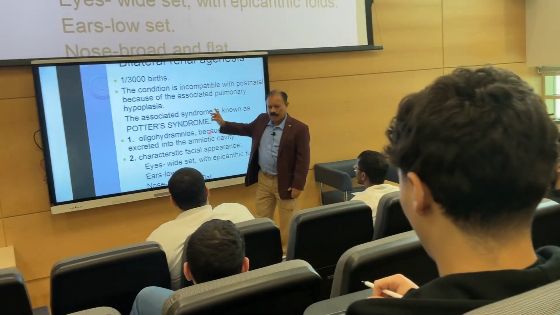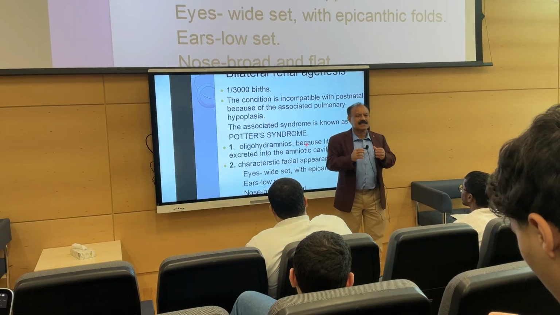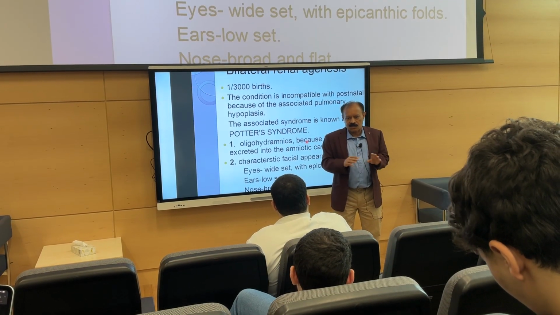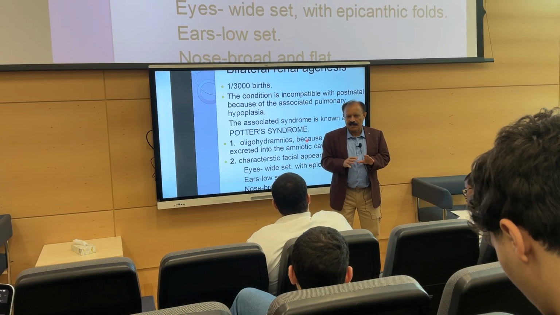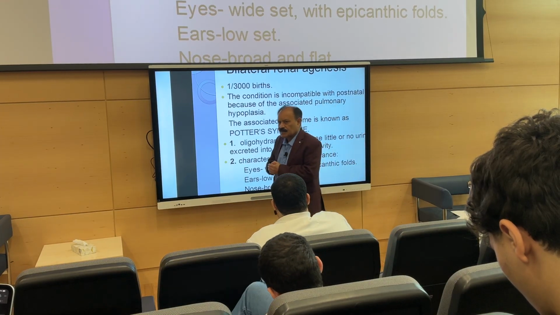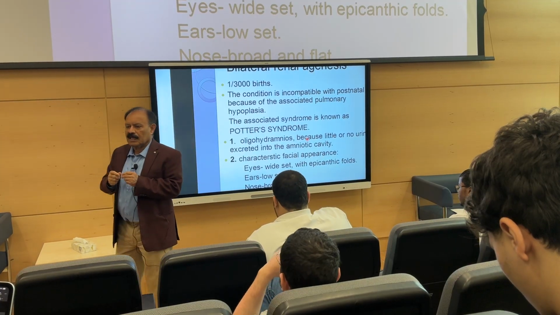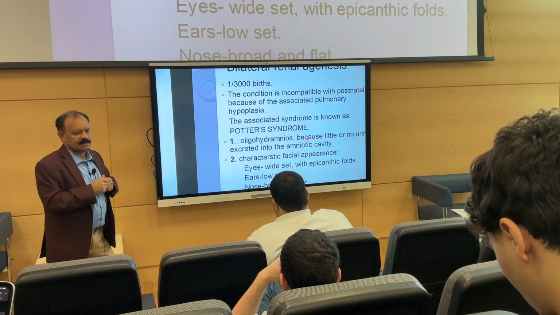Hydramnios, pulmonary hypoplasia, and this is called Potter's syndrome because of renal agenesis. There is oligohydramnios. That's all. You have to know. It's not rocket science. It's very easy, but you should not forget. I'm hammering you many times on the connection between the urine, the pulmonary development, and the amniotic fluid.